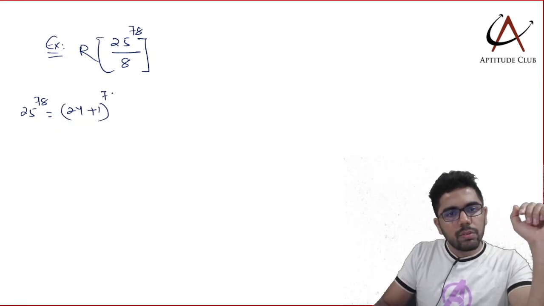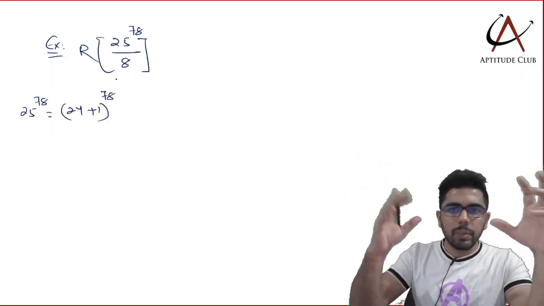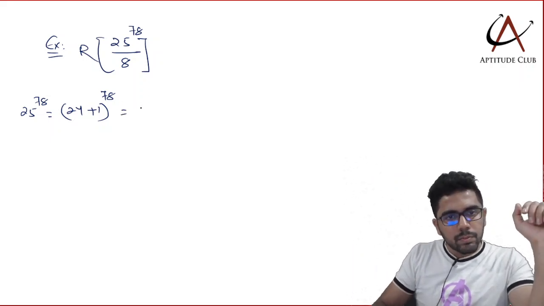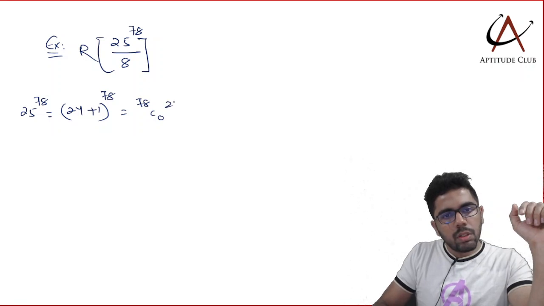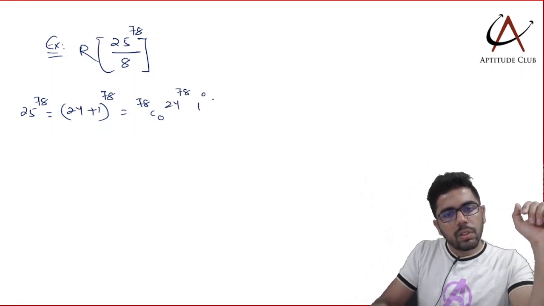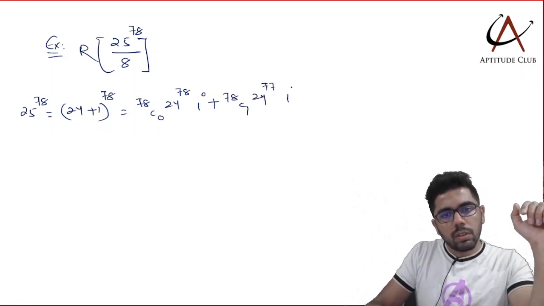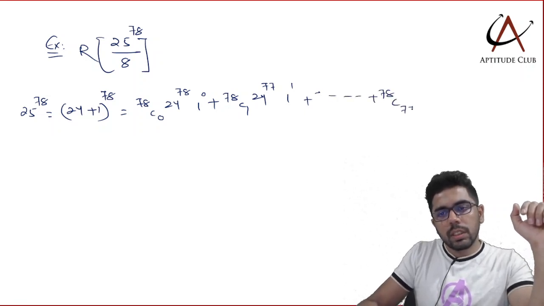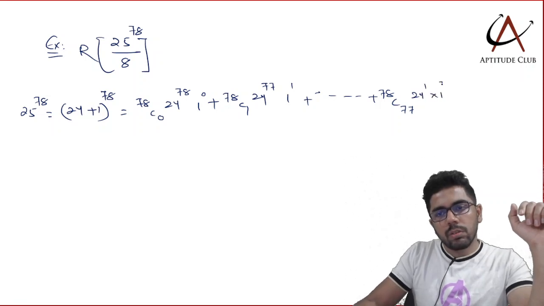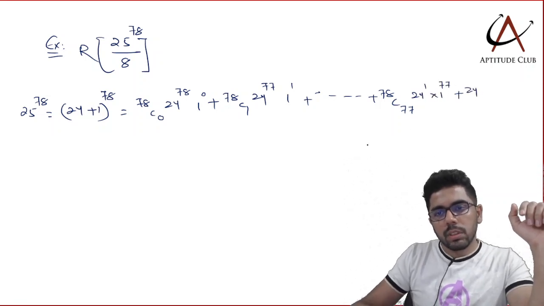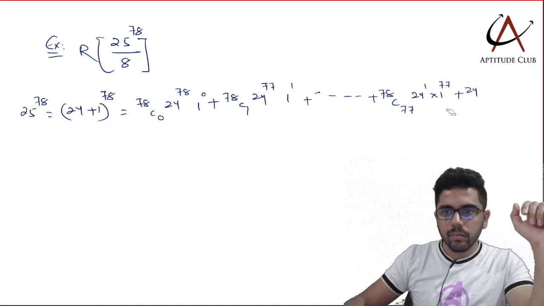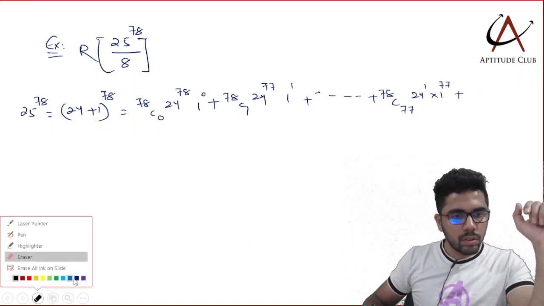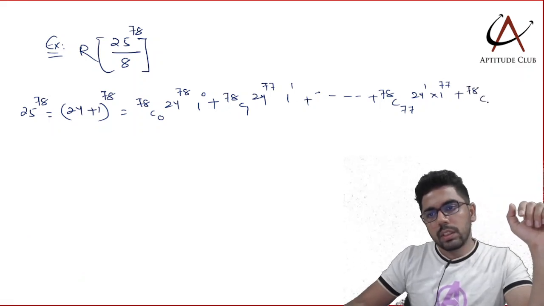Why did I split it as 24 plus 1? Because 24 will be divisible by 8. जहाँ पे 24 है तो 8 से divisible हो जाएगा. So it is like 78c0, 24 to the power 78, 1 to the power 0, plus 78c1, 24 to the power 77 and 1 to the power 1, and so on. This will continue. 78c77, 24 to the power 1, 1 to the power 77, and the last term is 78c78, 24 to the power 0, 1 to the power 78.